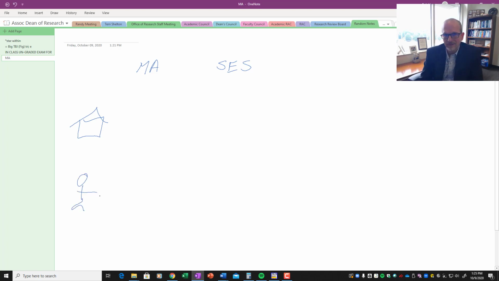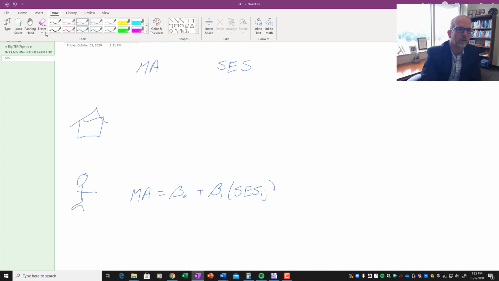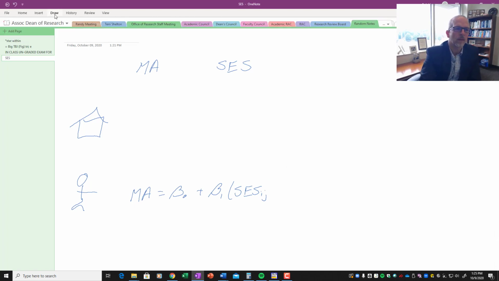Now where a compositional effect comes into play is we could start by saying, what if I was in a specific school? So now I'm only dealing with one school. And in that context, I could try to predict math achievement as a function of socioeconomic status. Now, one thing that we did mention is the way that we can get at this in HLM is we group mean center. Okay, so I'm going to go ahead and draw this out as group mean centering.